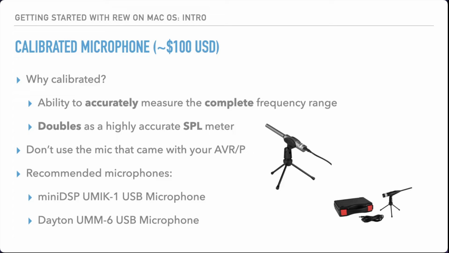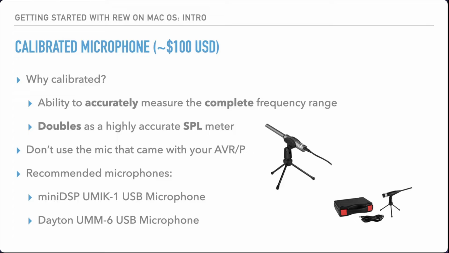So a calibrated mic, about $100. Why is calibration important? We really want to be able to accurately measure the entire frequency range. Some microphones aren't good at low frequencies. You'll commonly hear that in relation to RTA or SPL meter apps that are built for phones, right? Those really don't do a good job of picking up the lower frequencies that are often targeted with Room EQ Wizard for things like subwoofer equalization. These microphones, because they're calibrated, are also very accurate, and they can double as a really accurate SPL meter. So some people like to check or manually adjust levels after their Room EQ software has been run, and this is a great tool for that.